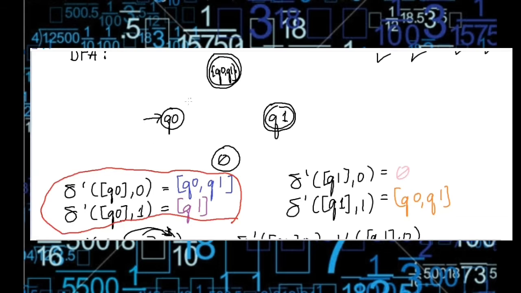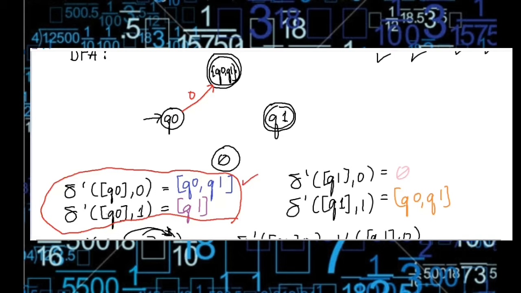Q0, pag nag-input ako ng 0, pupunta ako sa Q0, Q1. So, ito yung Q0, initial state natin. Ito yung Q0, Q1, nasa taas. So, gawa ka lang ng arrowhead pointing to that target state. Then, lagay mo yung input mo na 0. That's it. So, tapos na tayo dito.